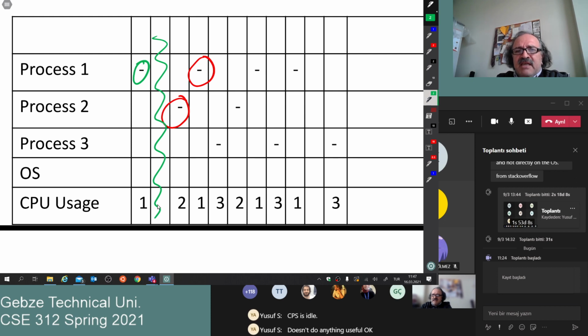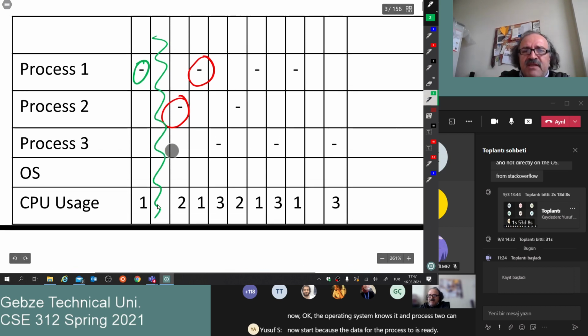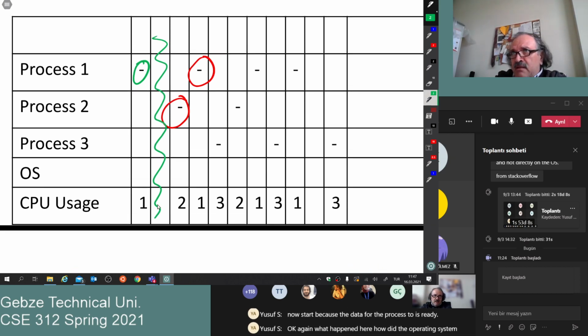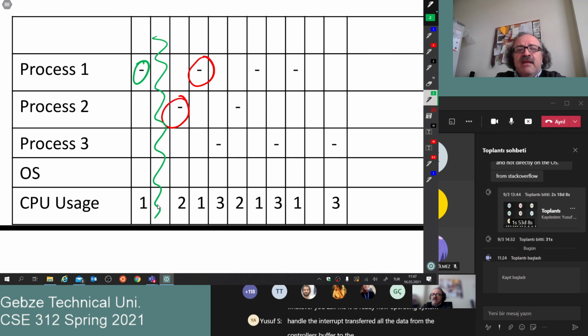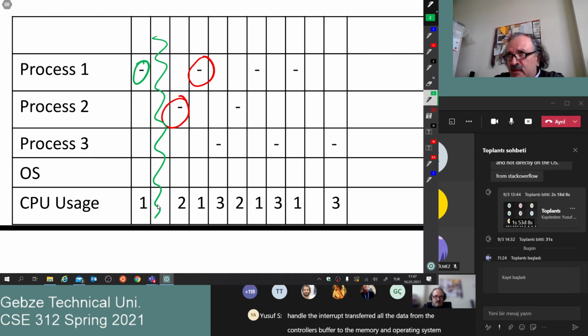After the data is available, the operating system knows it, and process 2 can now start because the data for process 2 is ready. Again, what happened here? How did the operating system know that the data is ready? It knows about it because there is an interrupt. For example, a hard disk controller caused an interrupt saying that whatever you asked me for is ready now. So the operating system handled the interrupt, transferred all the data from the controller's buffer to the memory, and realized by looking at the tables that process 2 is waiting for that data. It wakes up process 2, and process 2 can now continue.